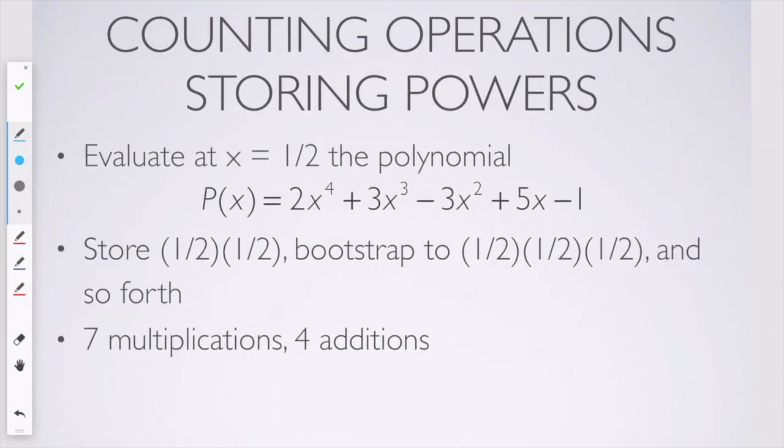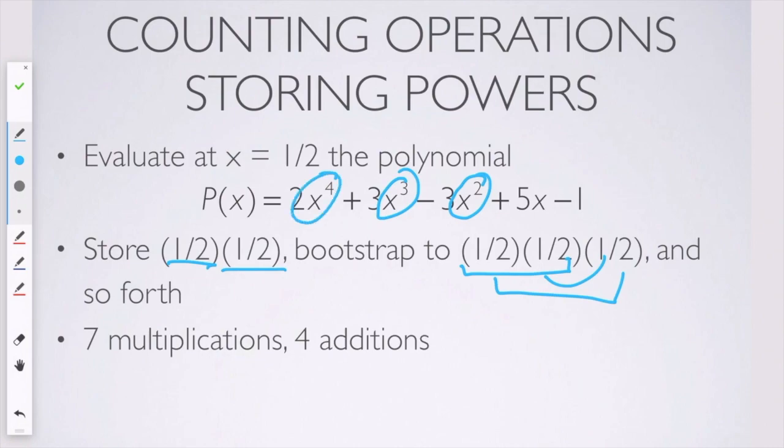Okay, now we're going to do something slightly different. We're going to store successive powers of x. So we're going to take 1/2 and multiply it by 1/2. That calculates x squared for us. And then we're going to store that in memory. And now when we want to calculate x cubed, we just have to take that product that we already have and do one additional multiplication by 1/2. And then we're going to store that in memory, and we can do one additional multiplication by 1/2 to get x to the 4th. And if you count the number of multiplications necessary using this method, you're going to find there are 7, and there are still 4 additions, just as before.